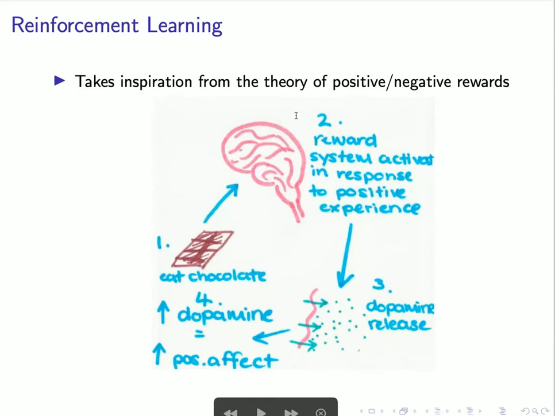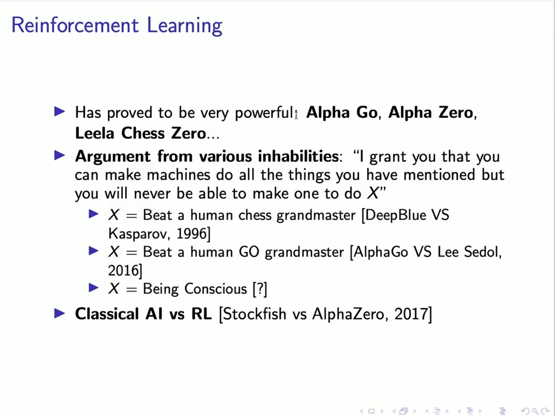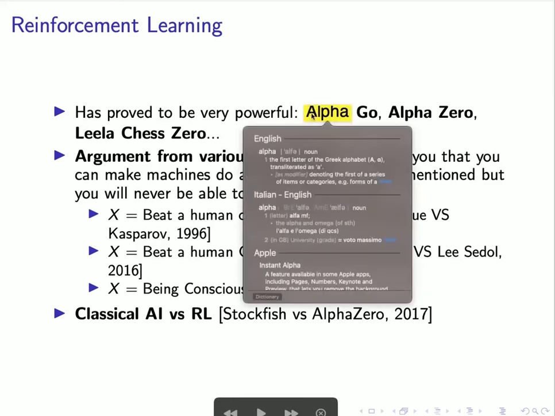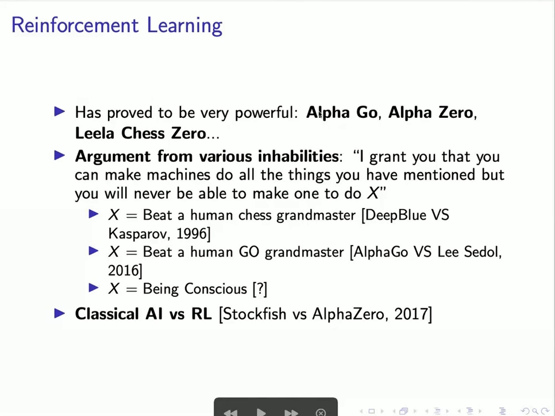So this is the basic idea behind reinforcement learning. Why is reinforcement learning important? Because recently, it's proved to be incredibly powerful. I don't know if you've ever heard about these three things: AlphaGo, AlphaZero, and Leela Chess Zero. They are really powerful reinforcement learning algorithms that managed to beat one of the world grandmasters in Go, Lee Sedol.